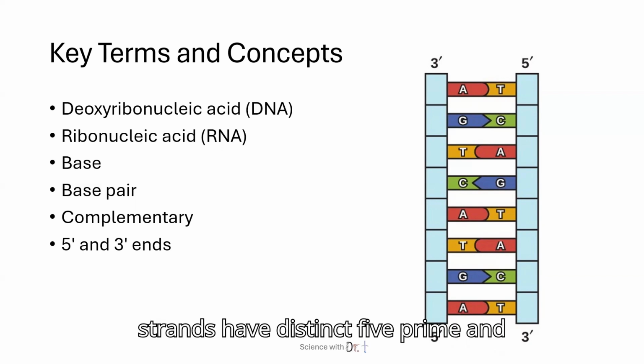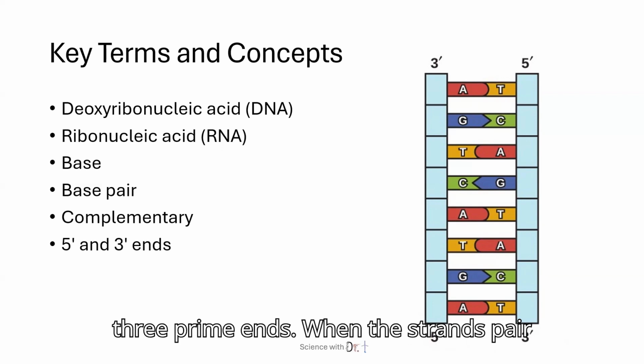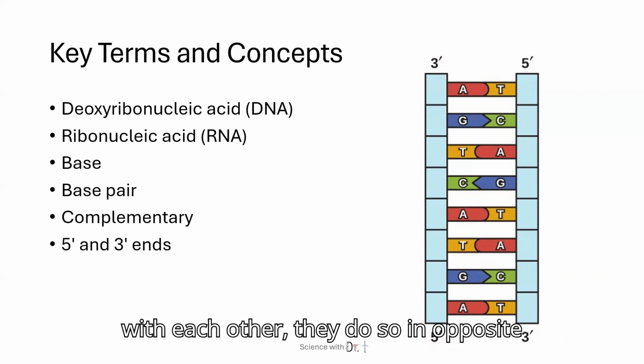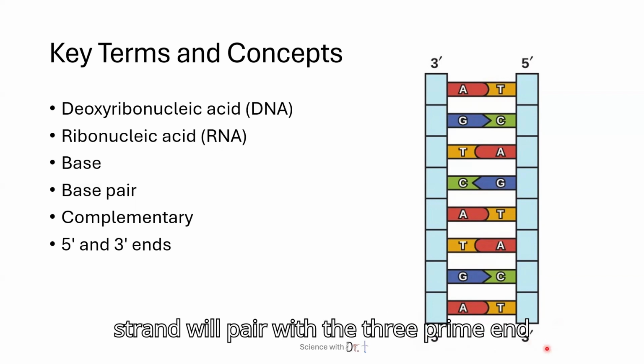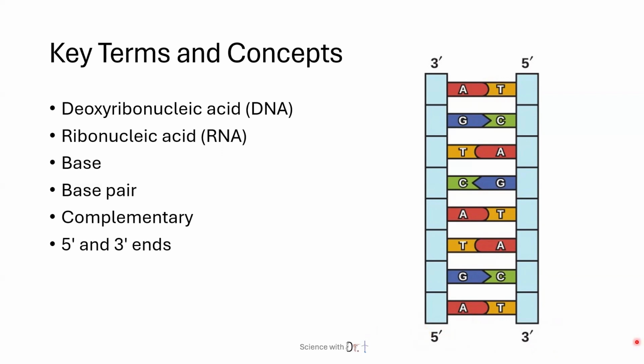These strands have distinct 5' and 3' ends. When the strands pair with each other, they do so in opposite directions. So the 5' end of one strand will pair with the 3' end of the other strand.